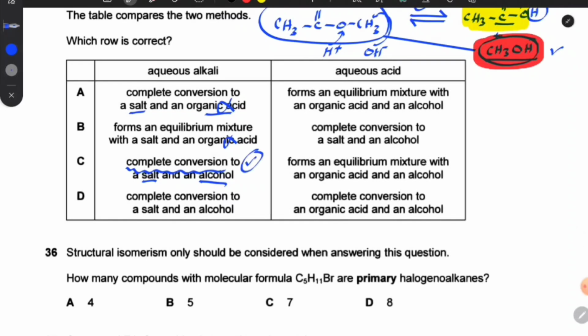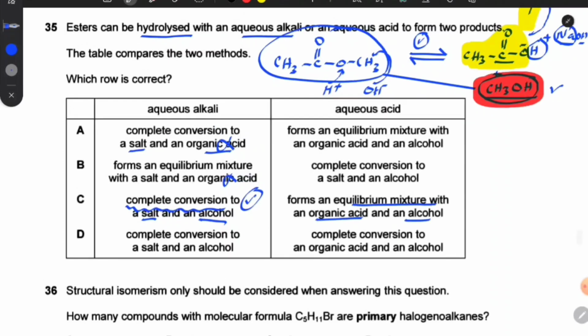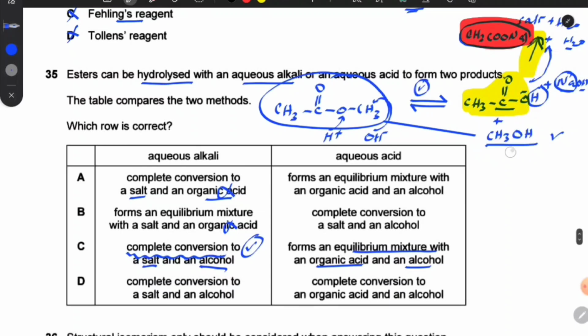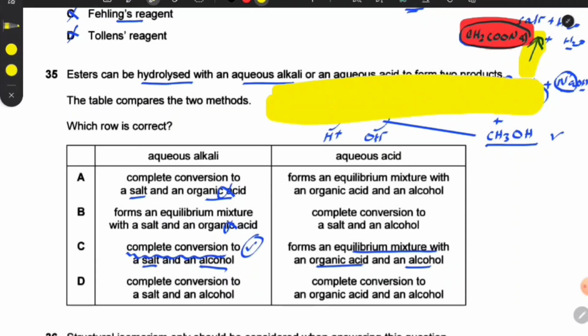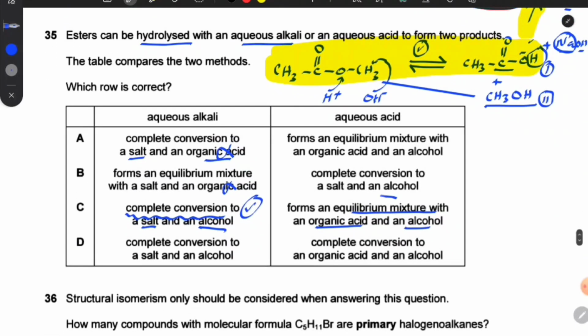And the second statement about the hydrolysis in the presence of acid, where you're forming an equilibrium mixture with organic acid and alcohol. So this was our acid hydrolysis, where there were two products. One was carboxylic acid and the other one is alcohol. And there is an equilibrium reaction. That is why this option C would be the correct option.